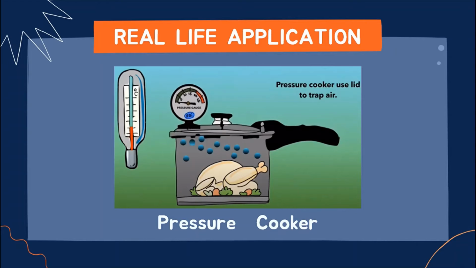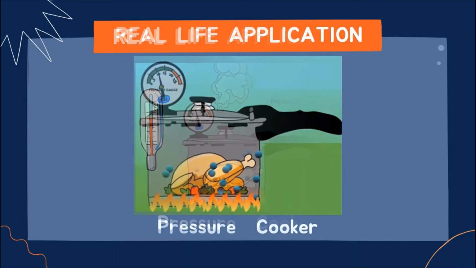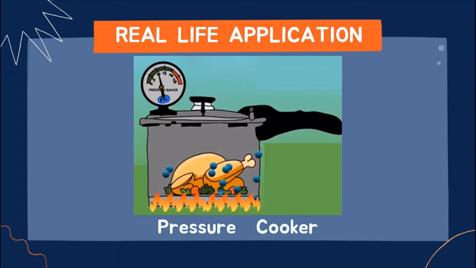Real-life application: the pressure cooker. When the temperature increases, the molecules will gain higher kinetic energy and will collide more frequently with the sides of the pressure cooker and on the food, thus increasing the pressure on the food. Hence, the food will be cooked faster.